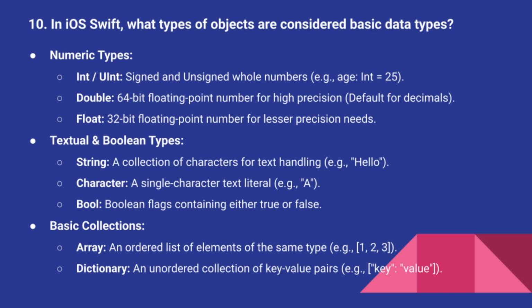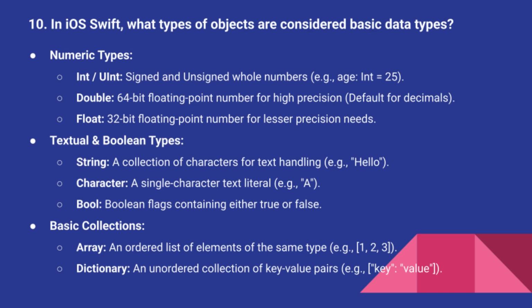Second, we have textual and Boolean types. We have string for text manipulation, character for single-character literals, and bool for standard true or false flag logic. Third, make sure to include the basic collection types, which are natively treated as foundational types in Swift. This includes array for storing ordered lists of the data type, and dictionary for storing unordered key-value pairs.